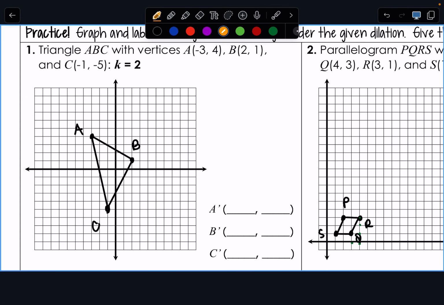Everybody look at number 1. K is 2. I would like you to turn to somebody at your table, and decide: is this an enlargement or a reduction?